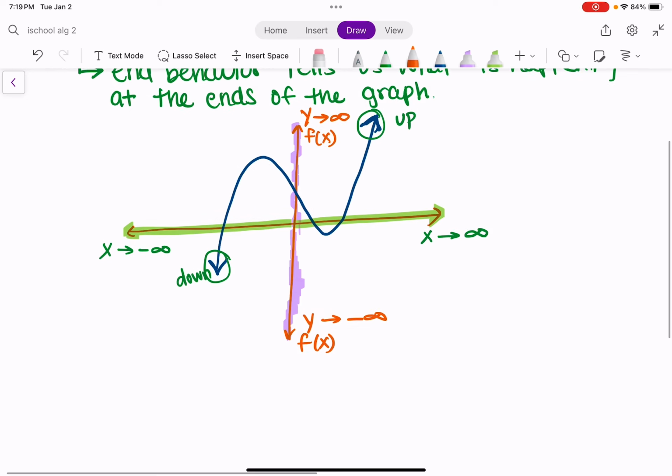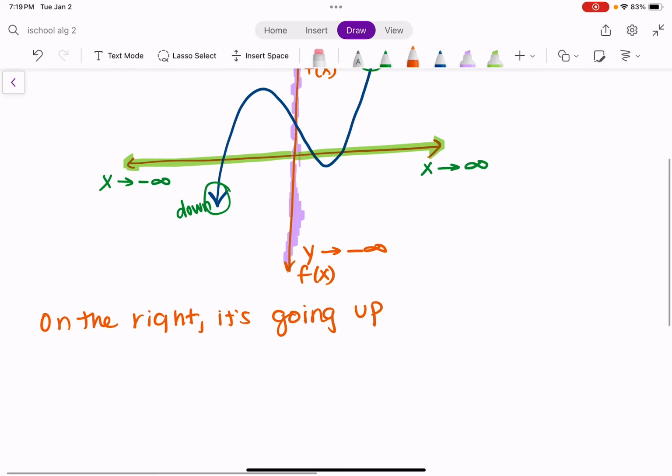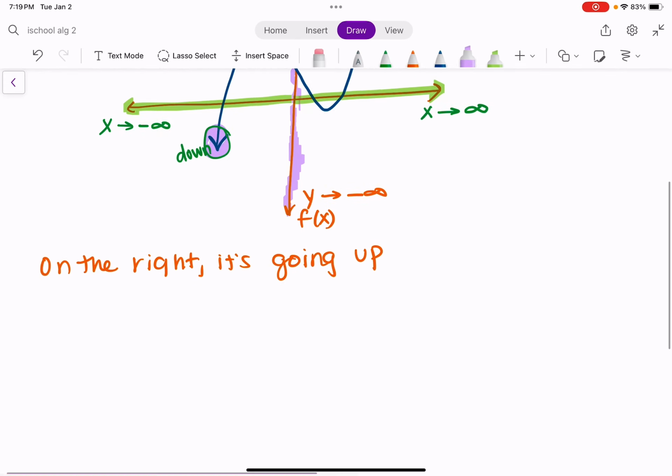So let's first write the end behavior in normal terms. On the right, it's going up. That's the right side, this side right here. And now on the left side, it's going down. So I'm just going to write that. On the left, it's going down.